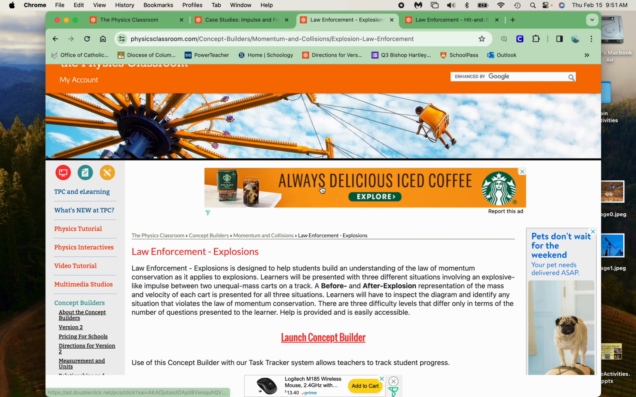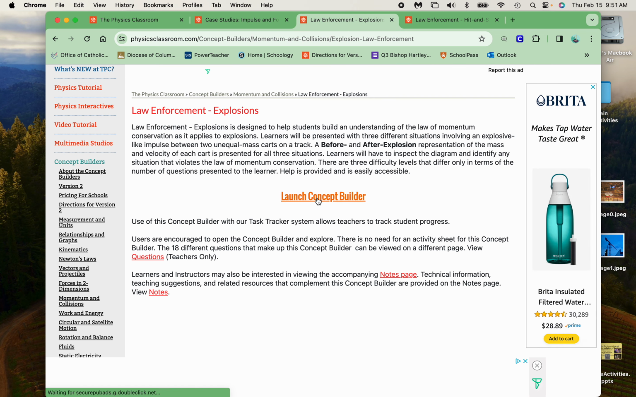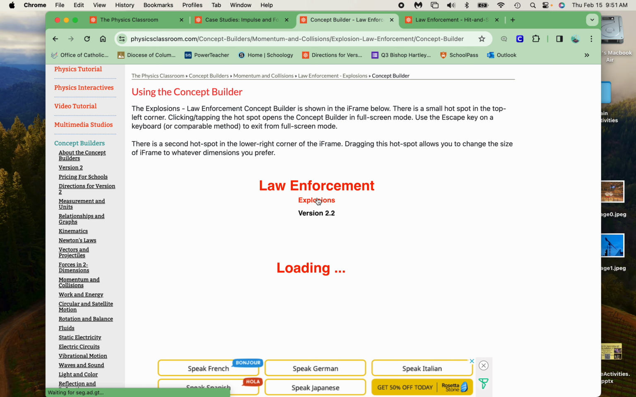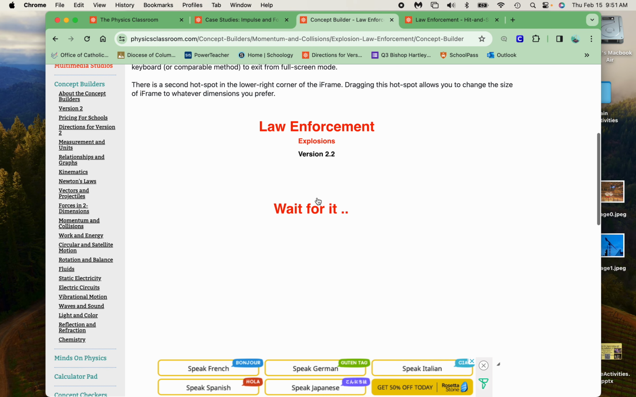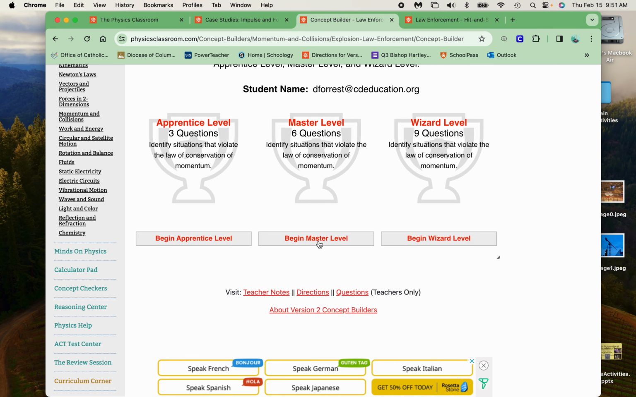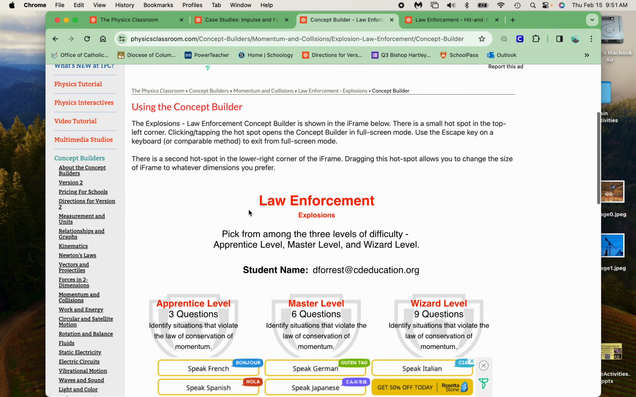Okay. All right. The second one is going to be Law Enforcement Explosions. So in this case, I'm giving you some options of doing apprentice, wizard, or master level. You only have to do one level, but it may help you to do an easier level first and then go from there. So, explosions.